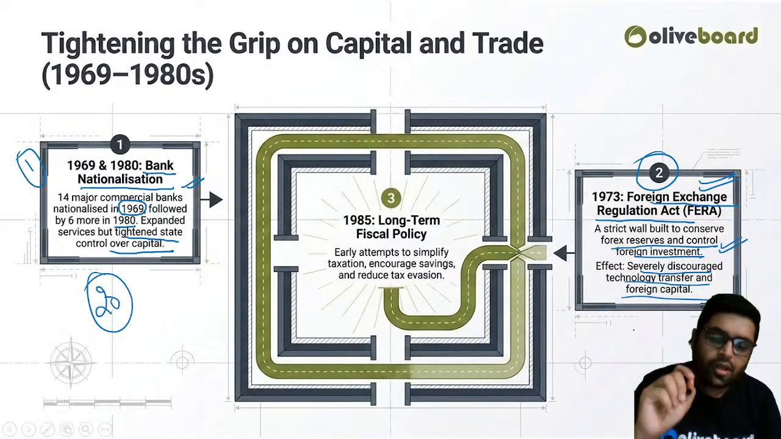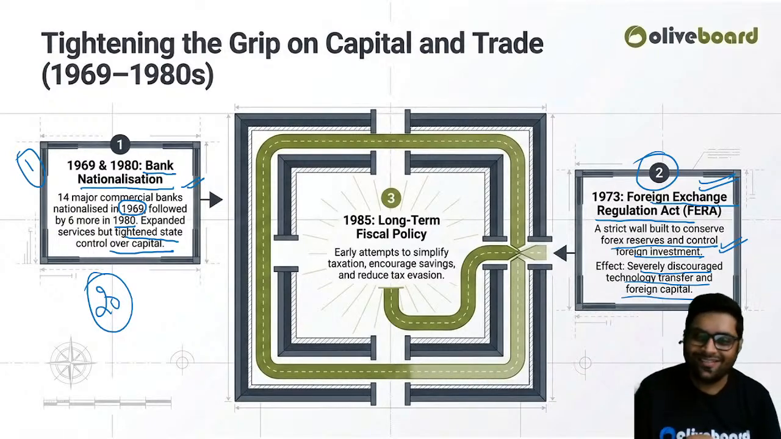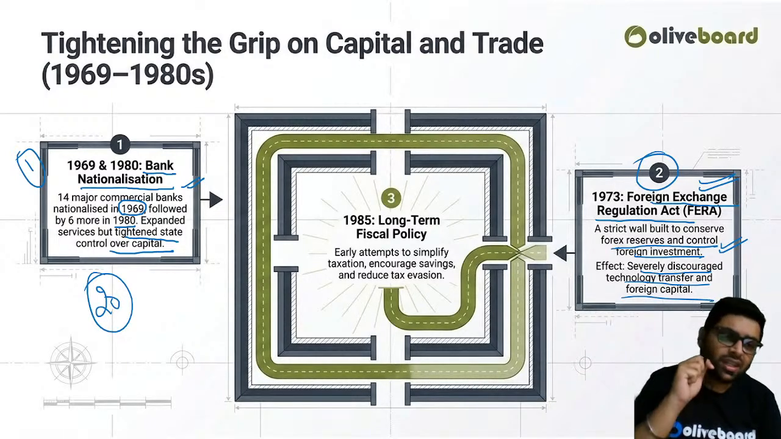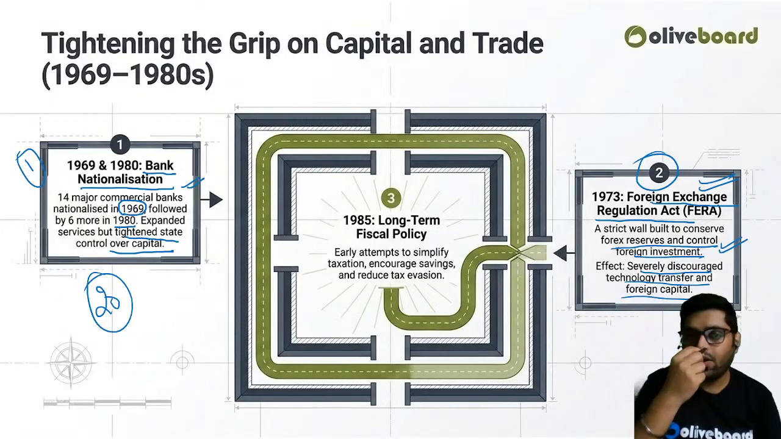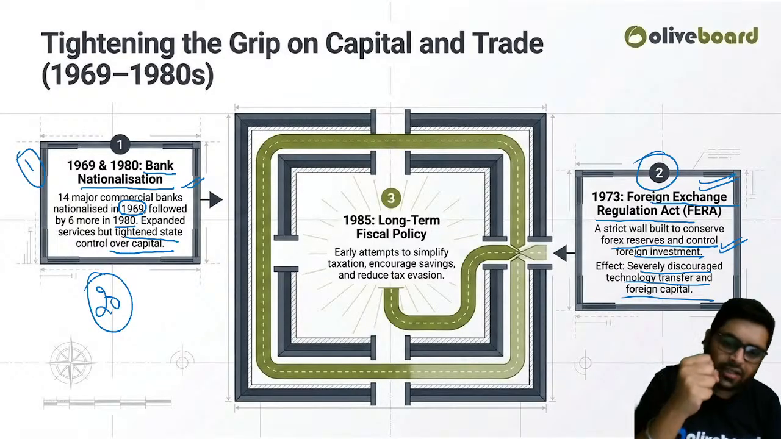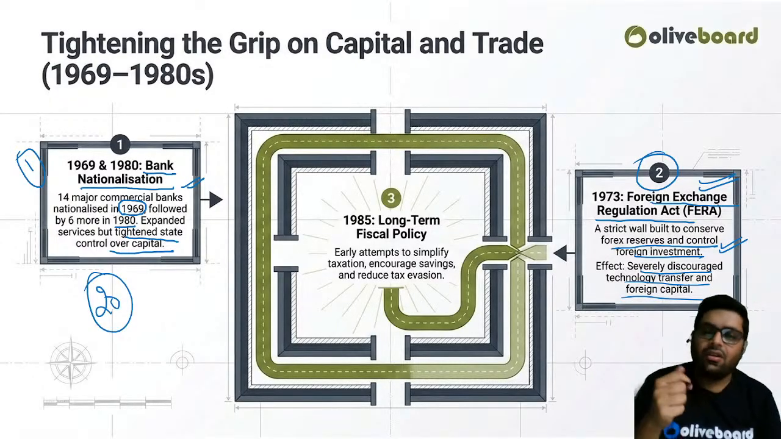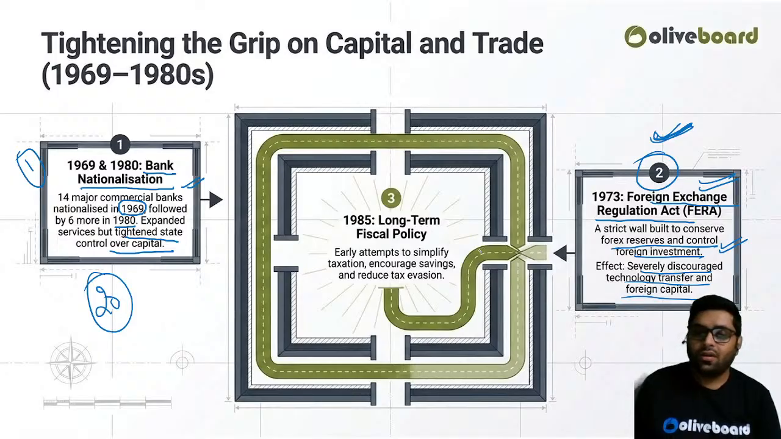The act was good, but it was too tight. The grip was very tight. Correct? In economy, especially in world economy, you cannot be very tight. If you are being very strict, the flow of foreign capital reduces, and that's what was happening by this reform, 1973 FERA. Correct?